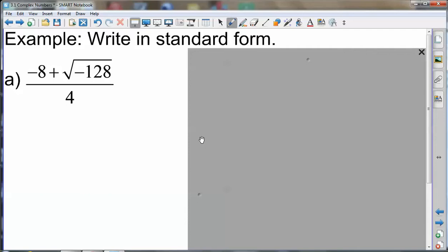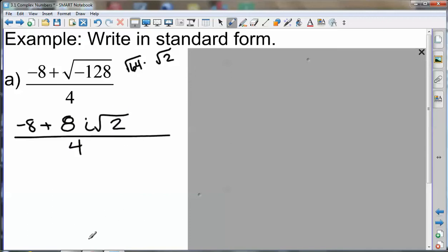We would have to work with that radical. So, yes, because of the negative, you are going to have an I. Now let's see, can 128 break down otherwise into a perfect square? 64 works. So the square root of 64 is 8. Because of the negative, I pulled out an I, and we have a radical 2 over 4.